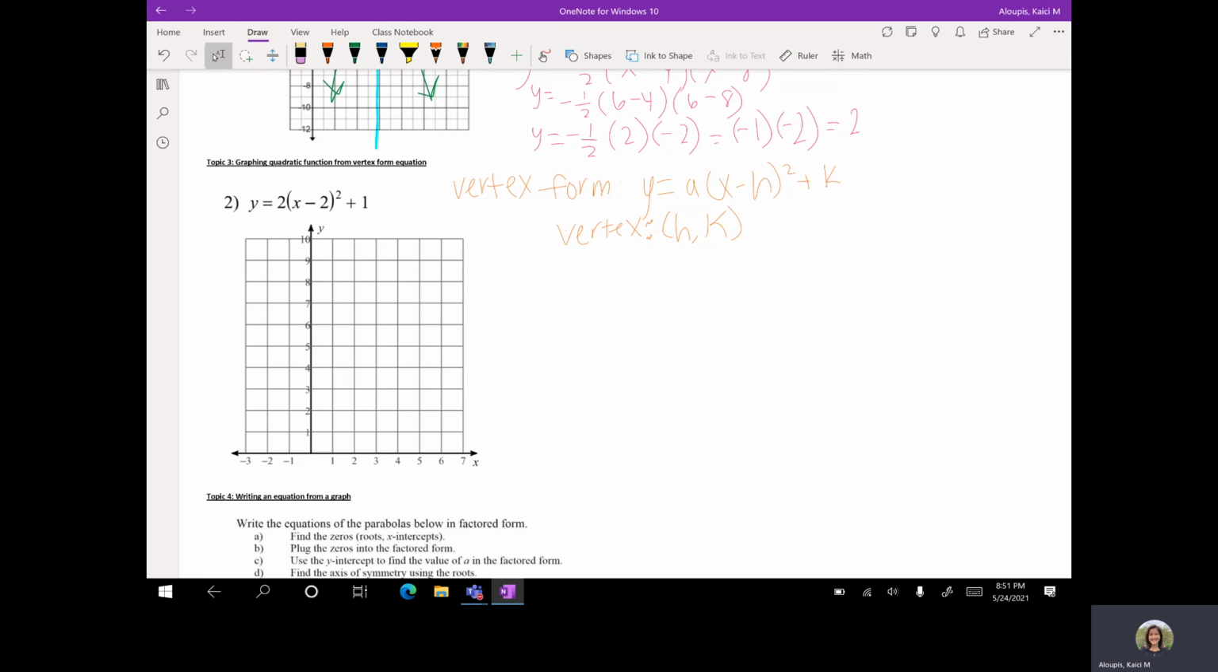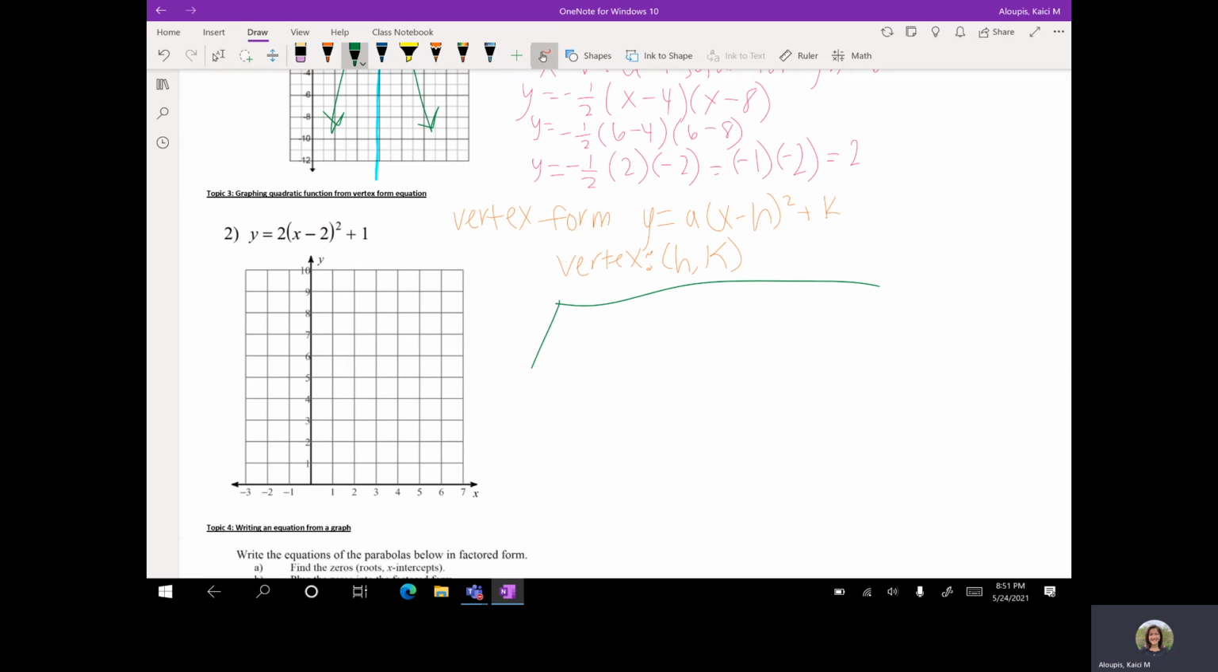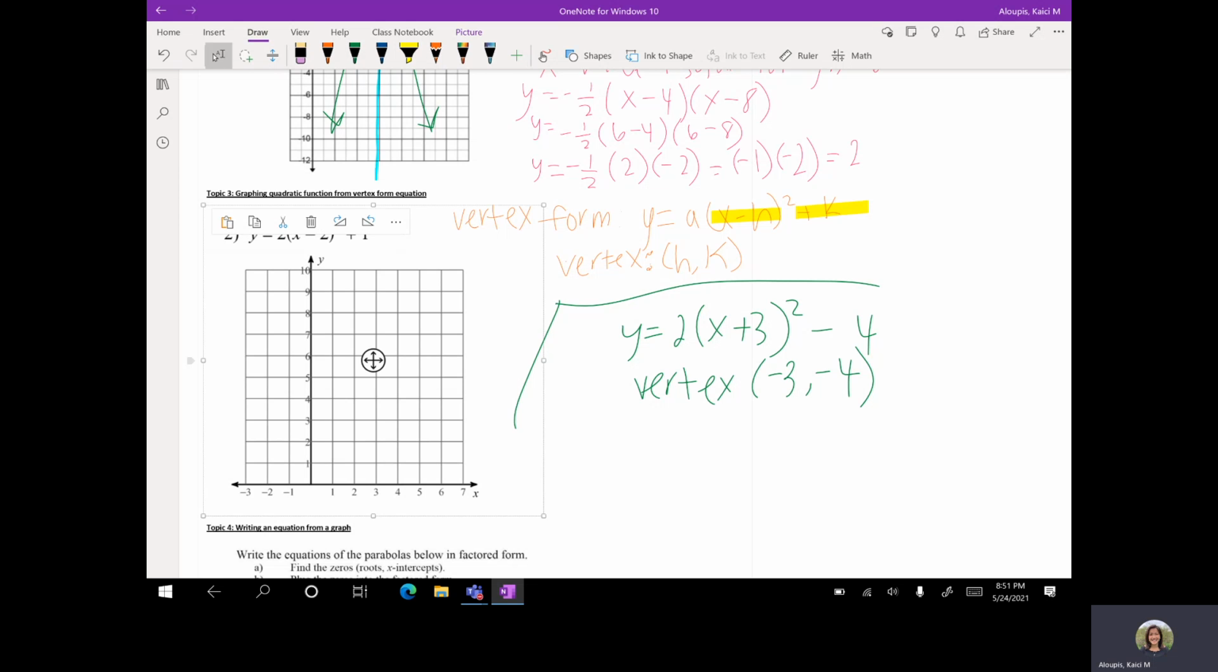So what I was trying to say though is, let's say we had, this is just a different example, y equals 2 times (x add 3) squared subtract 4. This is still vertex form, but you see how in the regular form for vertex, there's subtraction between the x and the h, and then addition for the k. Here we have addition between x and the h, and subtraction on the outside. That would mean that the vertex for this problem would be -3, -4.